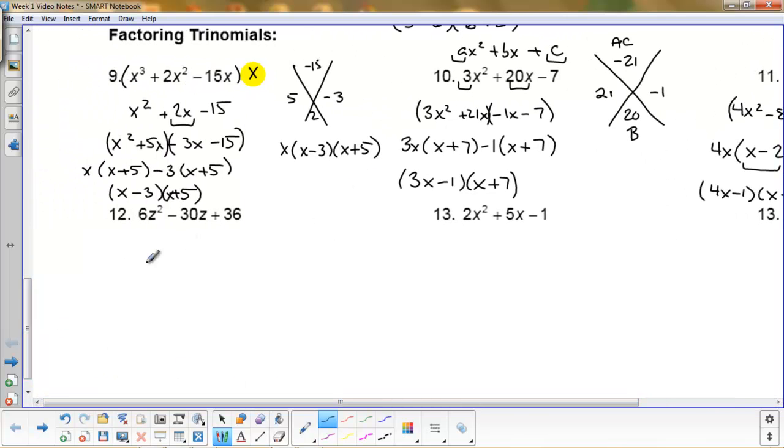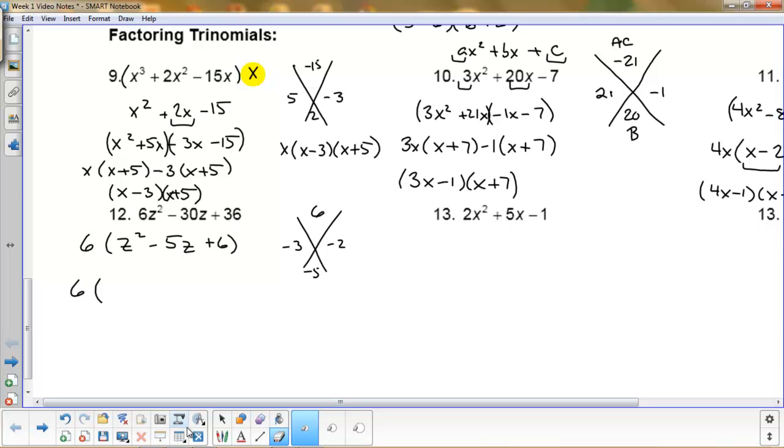All right, my last three examples. Let's go ahead and go through them. GCF of 6. So I'm going to pull that out and leave me with z squared minus 5z plus 6. I'm going to go ahead and multiply a times c, and in this case it's just 6, and b is negative 5. The two numbers that multiply together to make 6 and add up to negative 5 would be negative 3 and negative 2. It's going to be 6 times z squared minus 3z minus 2z plus 6.